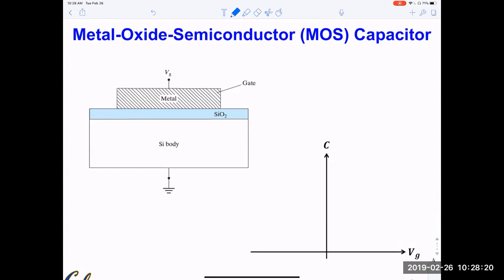So same MOS, I remove the contact for now, okay? And think about, this is a P, it's very important what this is doping type. So this is P type.